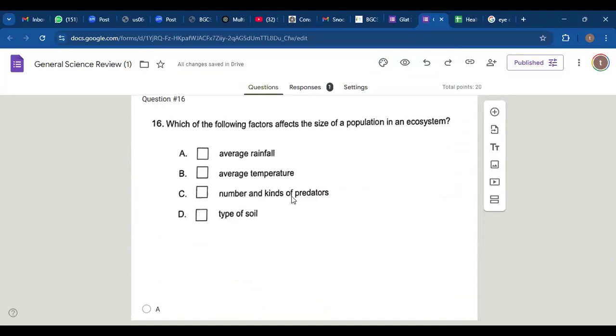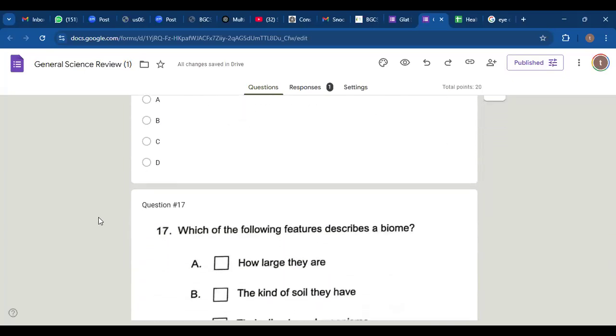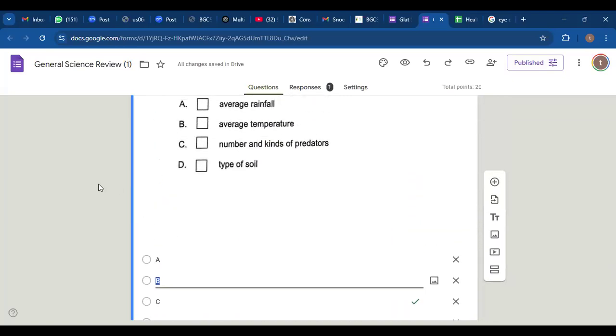Because let's say you have an ecosystem, and you have a lot of sharks. What would happen to the population of small fish if you have a lot of sharks? It'll be virtually gone, right? So what determines the size of a population is the number and kinds of predators. So that one is C.